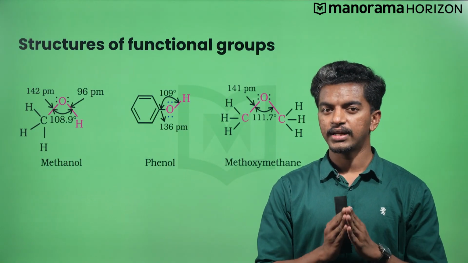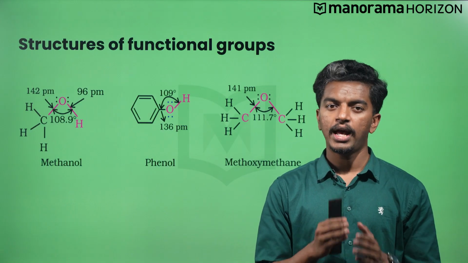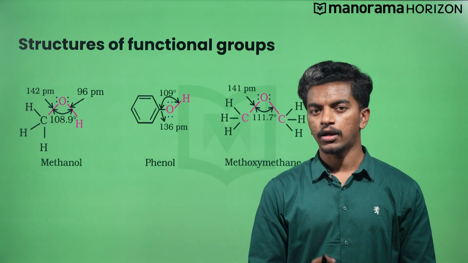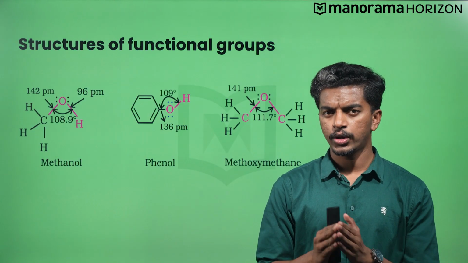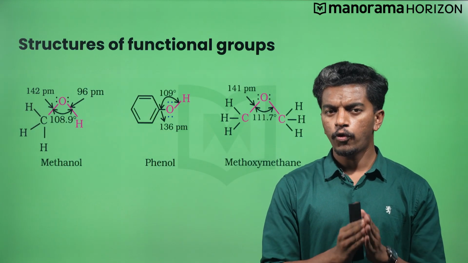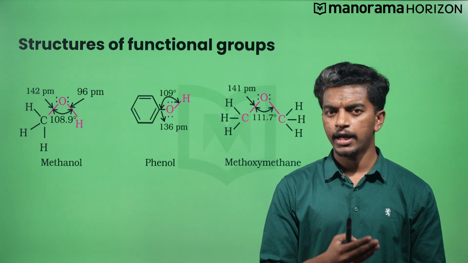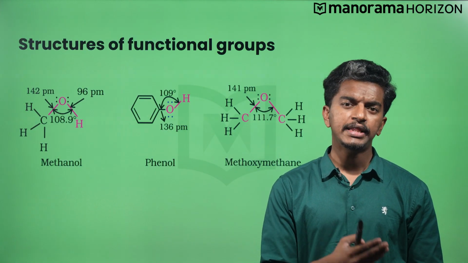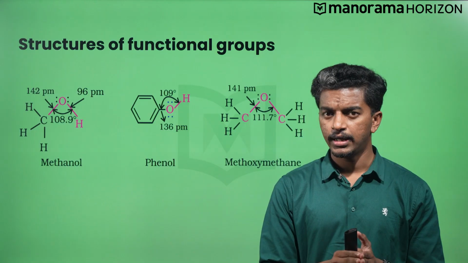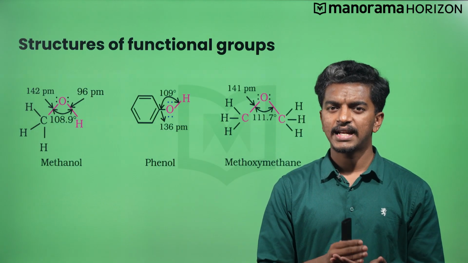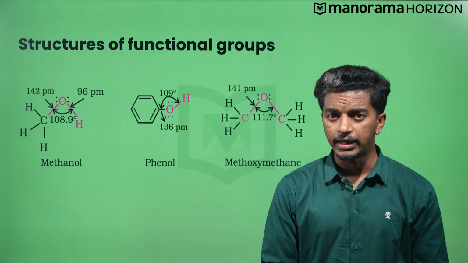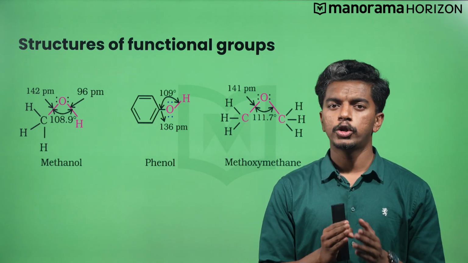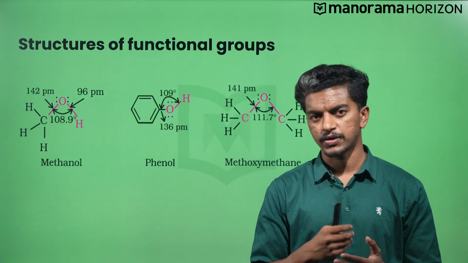Now let's have a look at the structures of alcohol, phenol and ether. In case of an alcohol, for example methanol, the oxygen of the OH group is attached to a carbon by a sigma bond formed by the overlap of a sp3 hybridized orbital of carbon with a sp3 hybridized orbital of oxygen, and the bond angle in alcohols is slightly less than the tetrahedral angle, that is 109.5 degree, due to the repulsion between the two unshared electron pairs of oxygen.